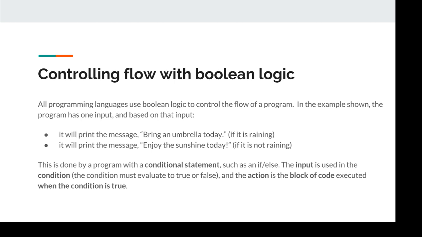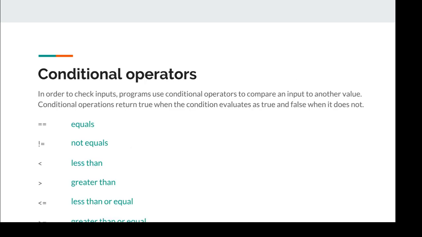All programming languages use Boolean logic to control the flow of a program. That's all they do. In the example that we just looked at, the program has one input, and based on that input, it'll print one of two messages. This is done by a program with a conditional statement, such as an if-else statement. The input is used in the condition. The condition must evaluate to true or false, okay? And the action is the block of code executed when the condition is true, sometimes when the condition is false. We'll look at examples.